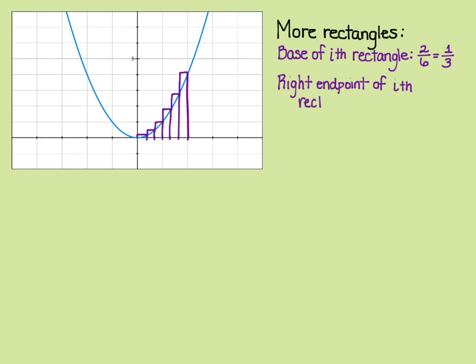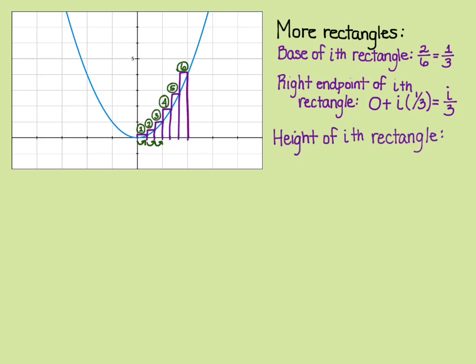The right endpoint of the ith rectangle: here I've numbered the rectangles, and for the first rectangle I would only have to move over once, which would be 1/3. For the second rectangle I would have to move over 1/3 again, which would give me 2/3. For the third rectangle I would have to move over one more time, which would give me 3/3. So the right endpoint is going to be 0 plus i times 1/3, which is i/3.